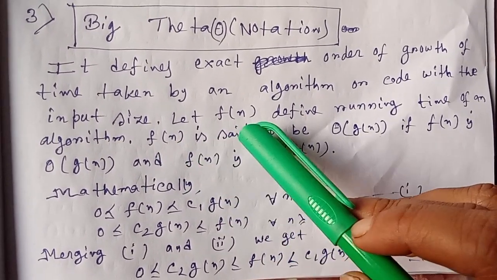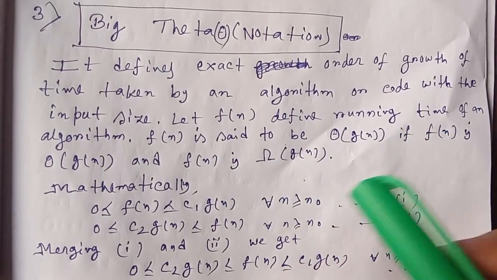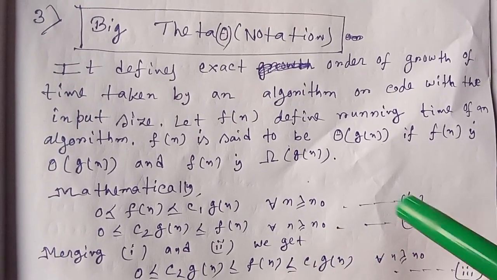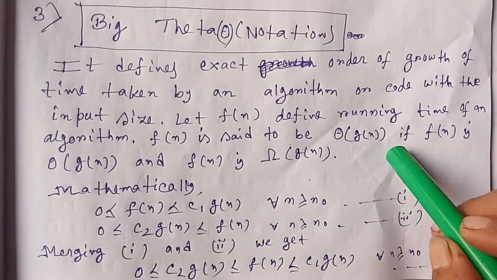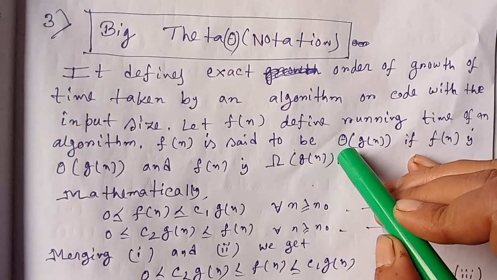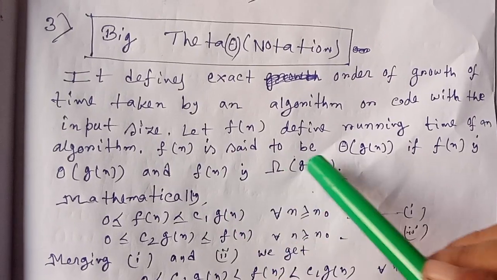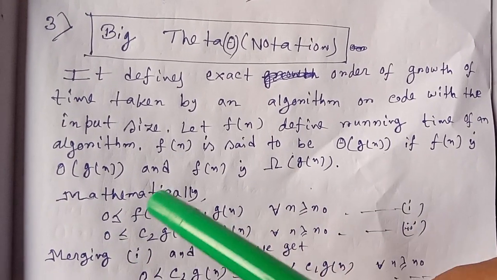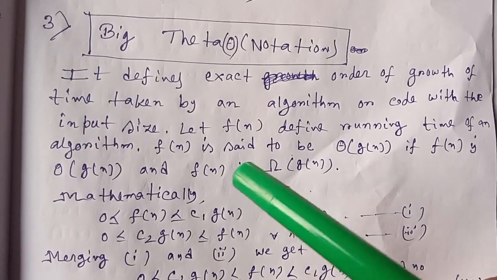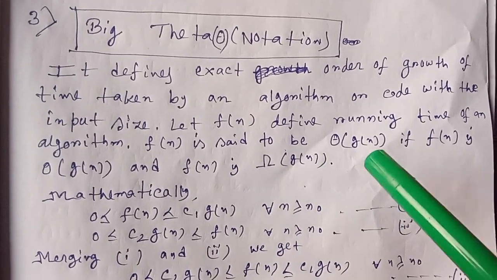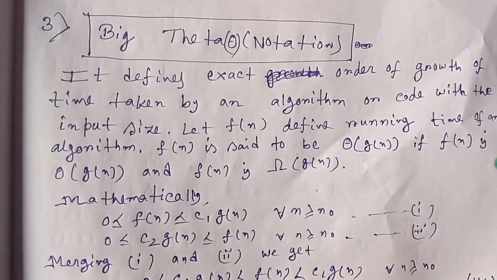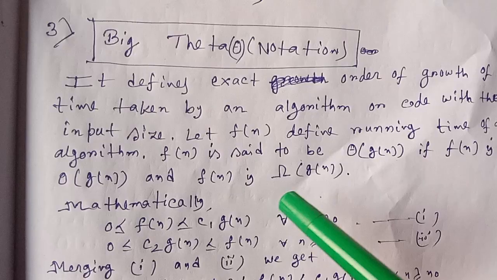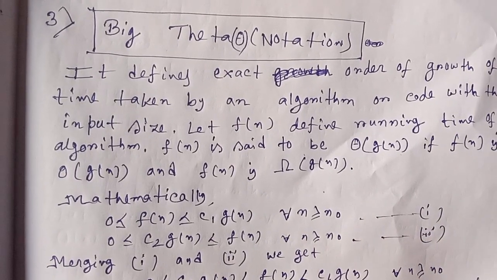And now, let f of n define the running time of any algorithm. f of n is said to be big theta of g of n. This is the theta alphabet in the Greek language. So, f of n is said to be big theta of g of n if f of n is big O of g of n, and at the same time f of n is big omega of g of n. So, f of n should satisfy two conditions. It should be big O of g of n, and at the same time it is supposed to be big omega of g of n to be big theta of g of n.